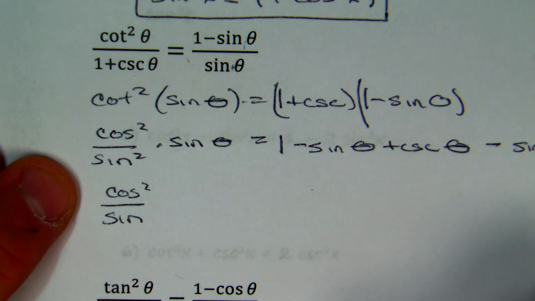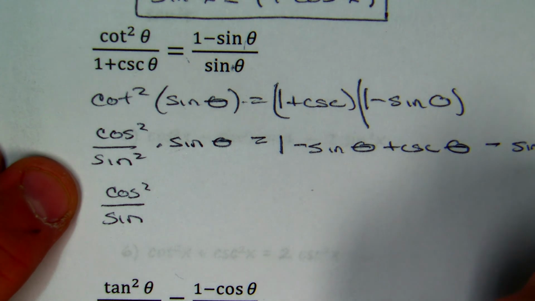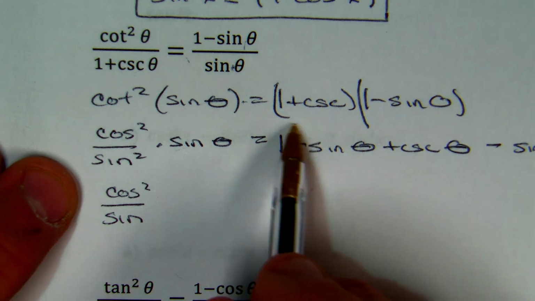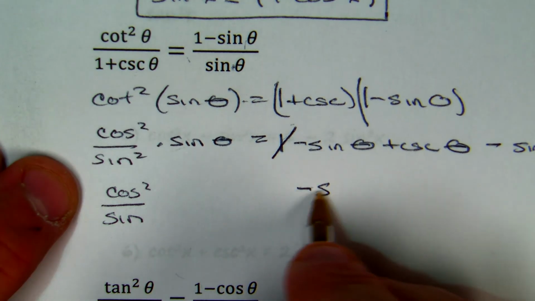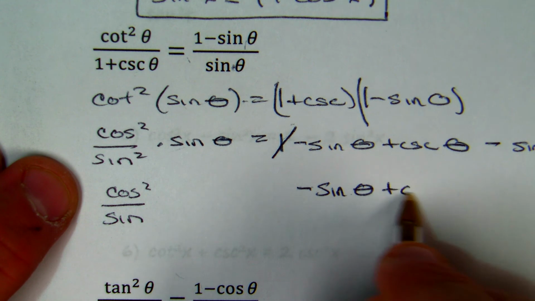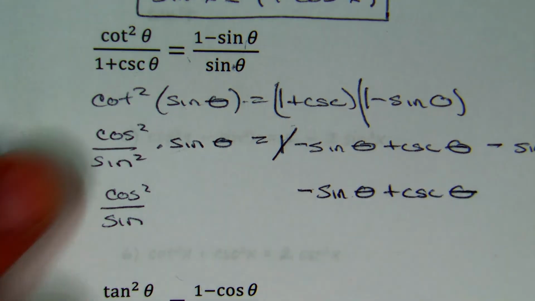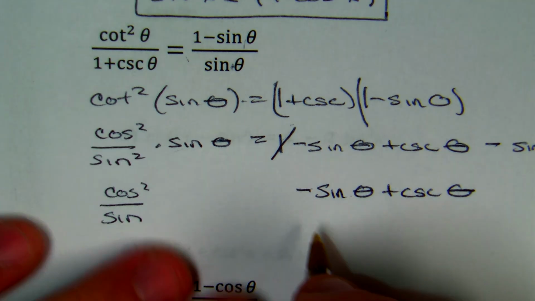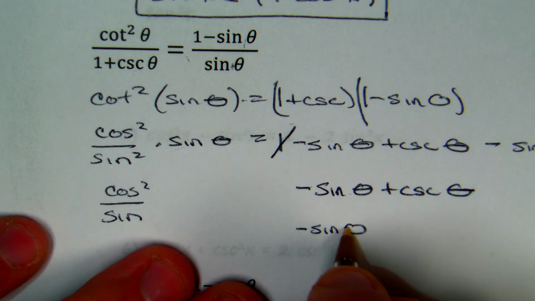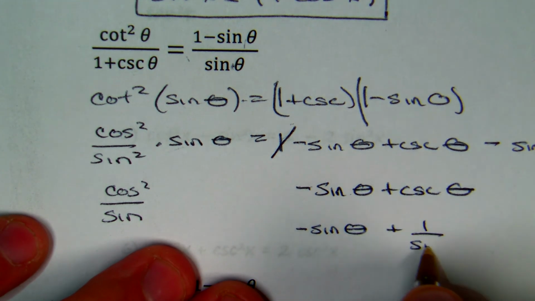Sine times cosecant are inverses of each other, so that becomes 1. So reciprocals, 1 minus 1 cancels out. So I'm going to have, when I'm all done, negative sine theta plus cosecant theta. Using trig functions, this becomes negative sine theta plus 1 over sine theta.